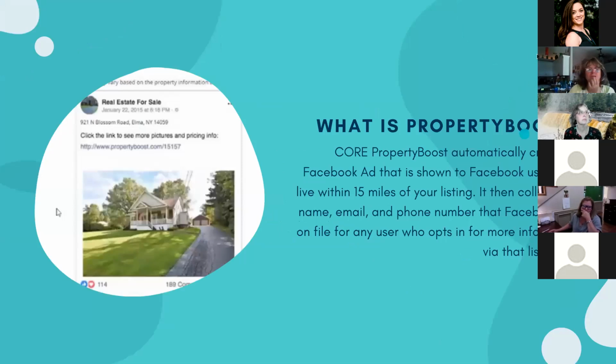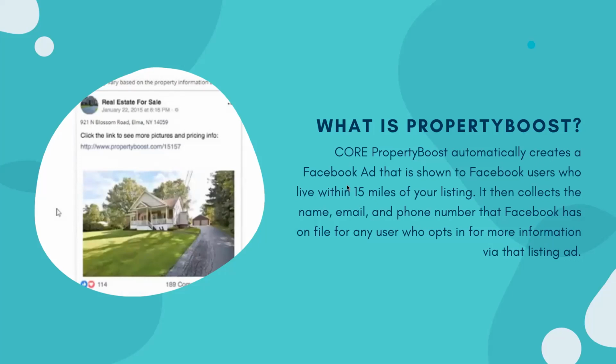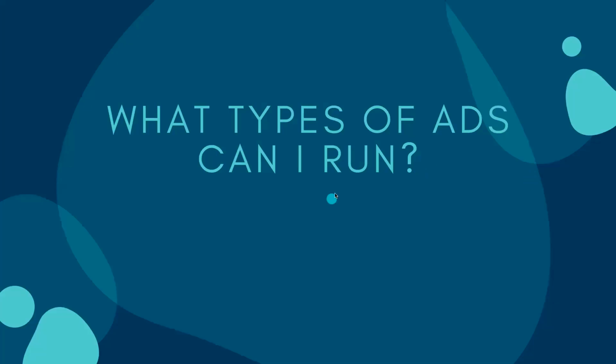So what is Property Boost? Property Boost is provided by KV Core and it automatically creates an ad for you. This is blasted across Facebook to users who live within 15 miles of the listing. It collects their name, email address, and phone number from Facebook, and then it puts that into your CRM. So that's one thing that things like AdWorks and the Boost don't do, is that it doesn't automatically collect that lead information for you. So it's a pretty powerful tool.